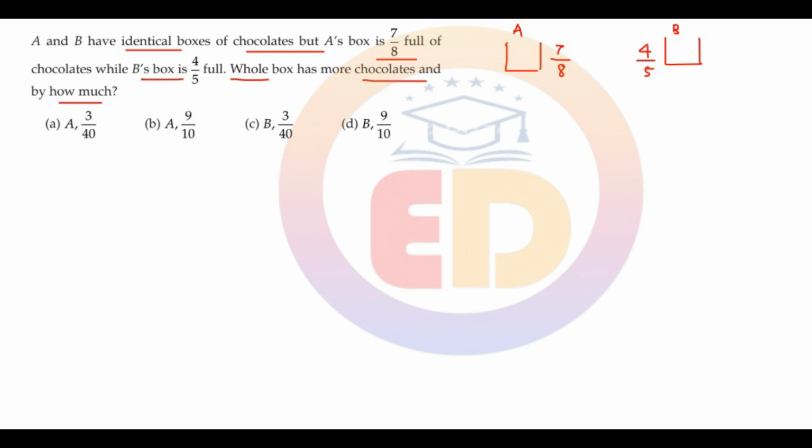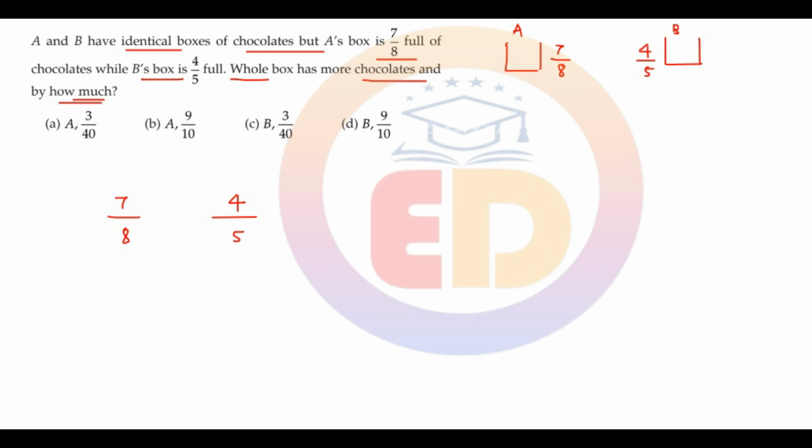So if we want to find out whose box has more chocolate and by how much more it is, for that we have to first compare 7 by 8 and 4 by 5, which is greater. And then to find out how much greater it is, we have to subtract the greater and the smaller. Now let us find out whose box has more chocolate. For this, let's compare the fractions.